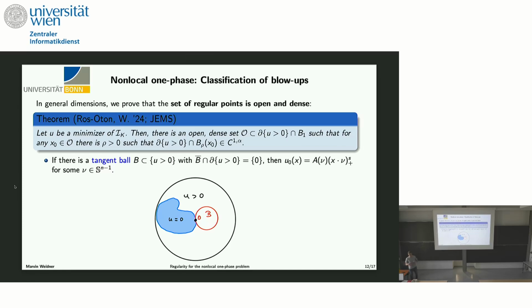Okay, so in higher dimensions, as I said before, classification of blowups is open. We don't know how to do this because we don't have any monotonicity formula. There are somehow too few tools to start this. But what we can prove at least is that the set of regular points is open and dense. We prove this by the observation that whenever you have a free boundary point that can be touched by such a ball here, then you can show that the blowup at this point also must be the one-dimensional one. And the set that can be touched by balls like this is open and dense. This is how we prove it.